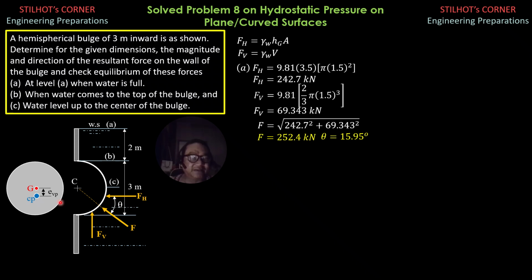So let's solve for ESA VP first. ESA VP is IGX sine theta, and because the projection is vertical, sine theta is just 1, divided by area Hg. So it reduces to 3/8 of R, 3/8 of 1.5, which is 9/16 meter, the distance of FV from the vertical line through the center of the circular surface of the hemisphere.